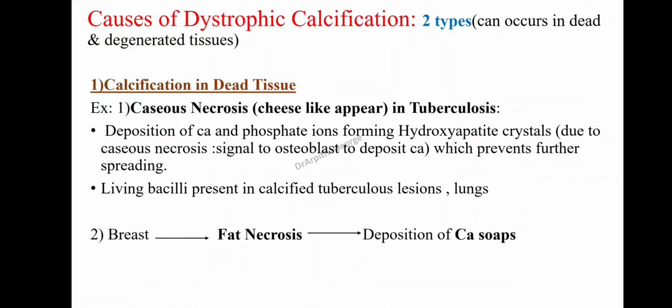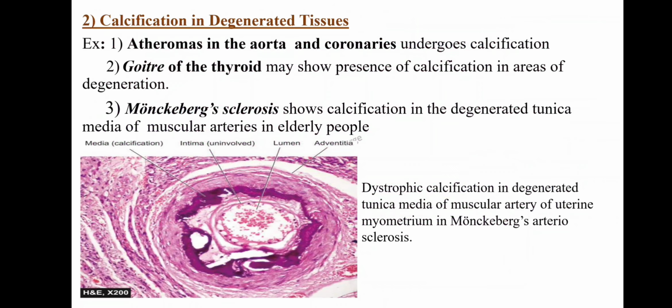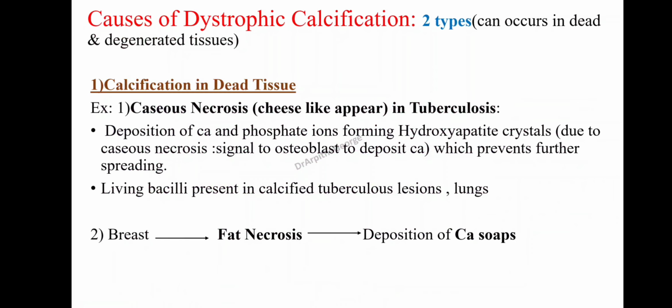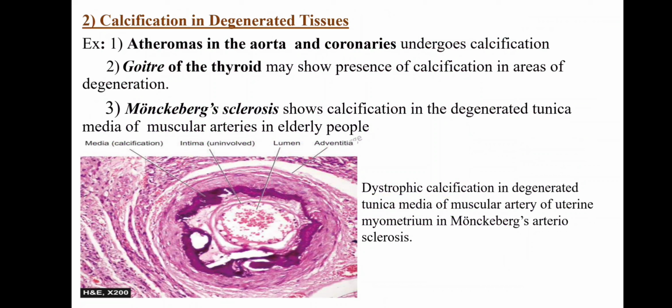Then we have studied the causes and the two types of dystrophic calcification. It can occur in the dead tissue as well as in the degenerated tissue. For the dead tissue, the two examples we are quoting are caseous necrosis, which will undergo calcification in TB, and then the breast. In degenerated tissue, we are going to take dense old scars, atheroma and so on.